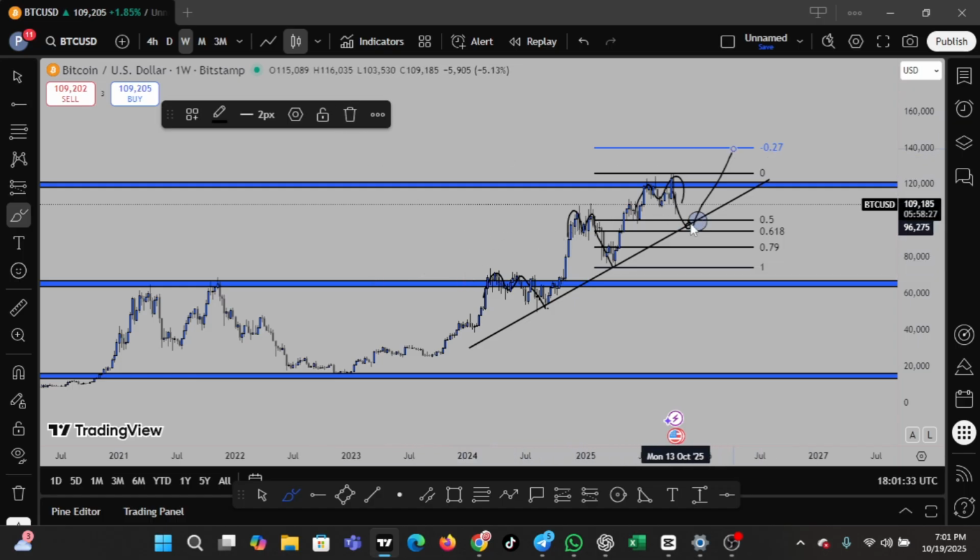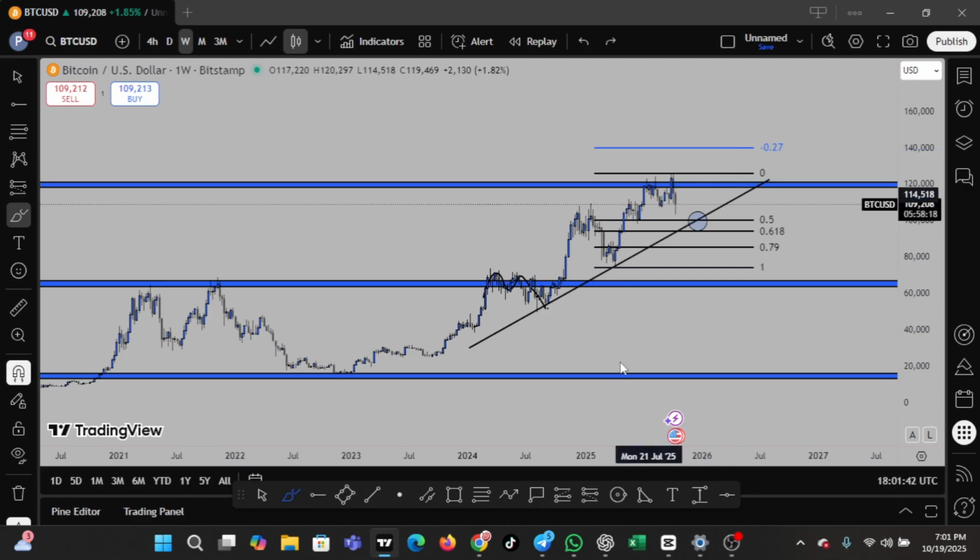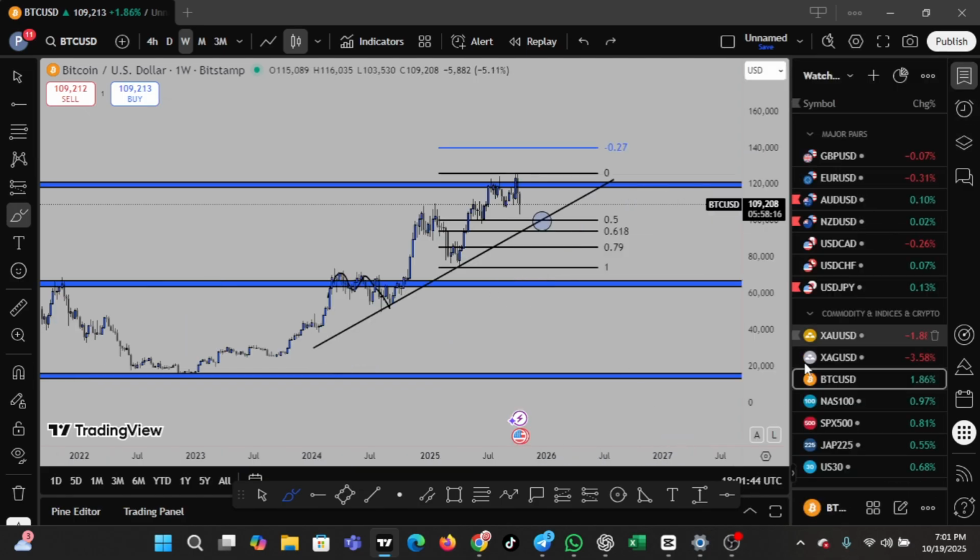So I'm patiently waiting. I'm not day trading or scalping. I'm not interested. I'm waiting to catch the swing move on BTC. So that is what I'm currently seeing on BTC.